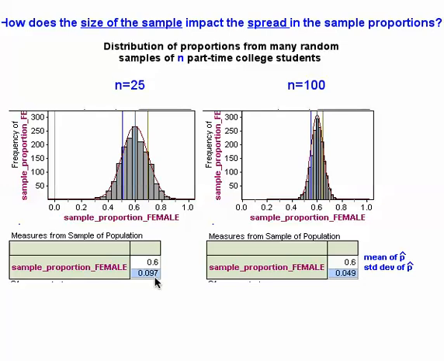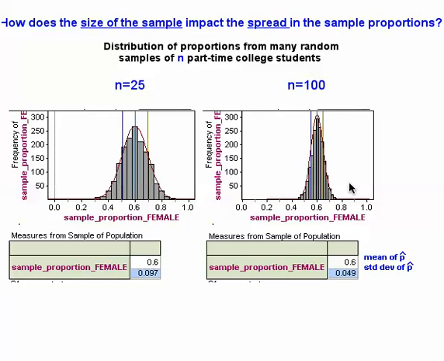When I had a sample of size 25, the standard deviation in sample proportions was about 0.1. When I increased the sample size by a factor of 4, the standard deviation decreased to about half of what it was previously. So I can conclude that larger samples do have less variability. I also notice that the mean of the sampling distribution stayed at 0.6, so the mean does not seem to be impacted by sample size. I also see that the distribution is normal for this case.